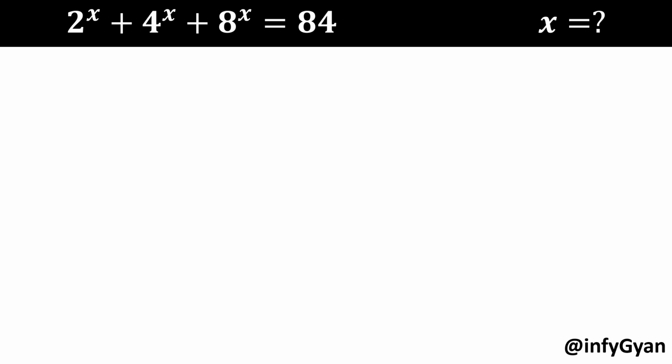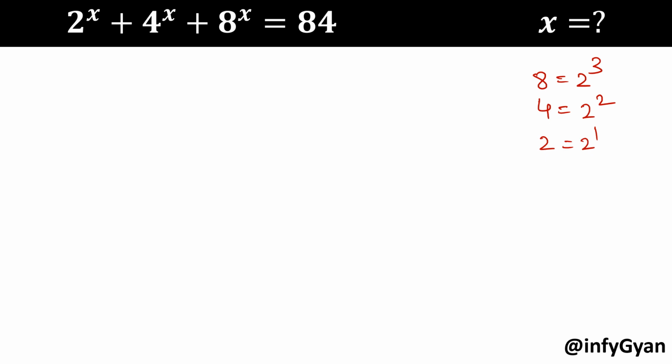If you observe 2 raised to the power x plus 4 raised to the power x plus 8 raised to the power x, one thing we can observe is that we can write 8 as 2 cube, 4 as 2 power 2, and 2 as 2 power 1, that means 2 itself. Now, it looks like we can write in the form of exponent. So, let us start by considering that.